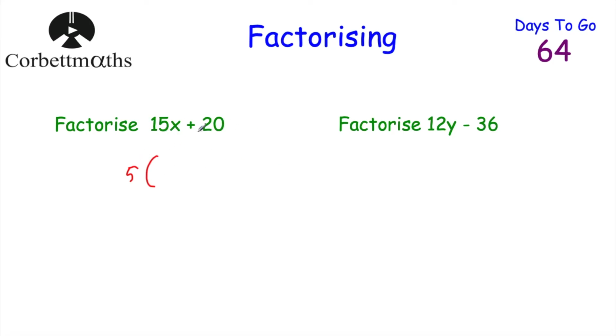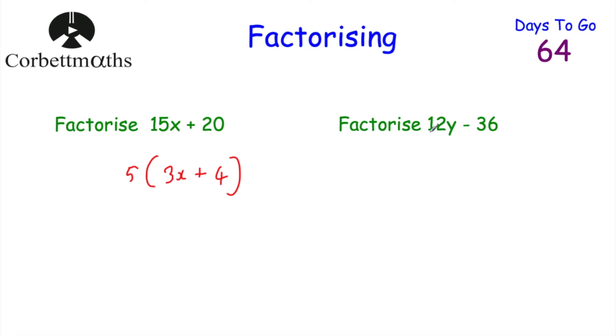So we've said 15x and 20 are both divisible by 5. Now let's divide both of them by 5. 15x divided by 5 is 3x. Then we've got a plus sign, and 20 divided by 5 is 4. So if we were asked to factorise 15x plus 20, the answer would be 5 bracket 3x plus 4, close brackets. And if you check it, 5 times 3x is 15x, and 5 times 4 is 20. So that's it. Okay, let's have a look at our next one.